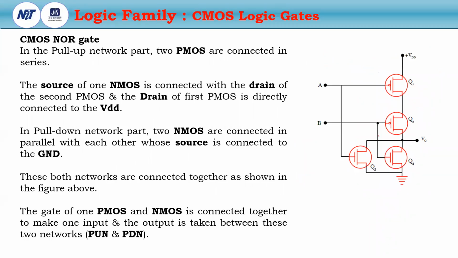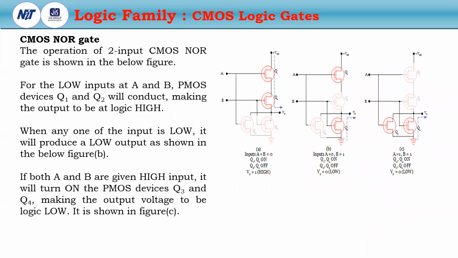Now for the NOR gate. Similarly, the two PMOS are in series and two NMOS are in parallel. So here, if both the inputs are 0, 0, then both the transistors will be turned on. Then you will get V0 equal to 1. So if this is 0, 0, then you will get 1.